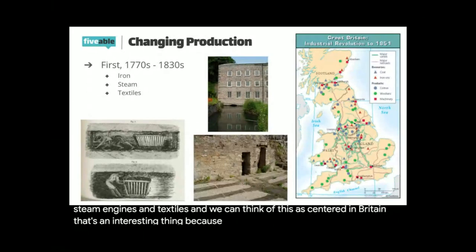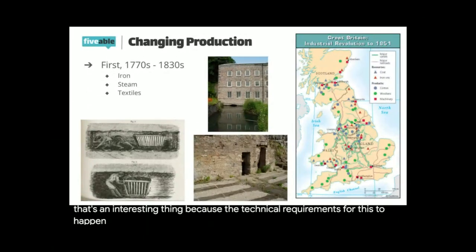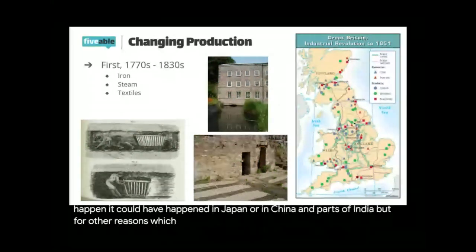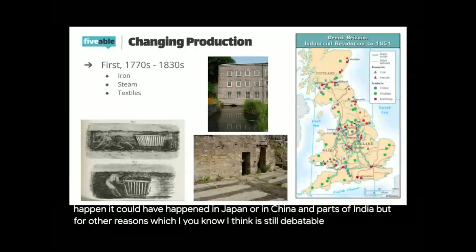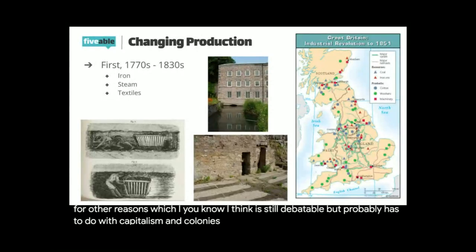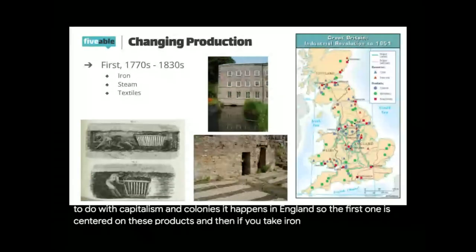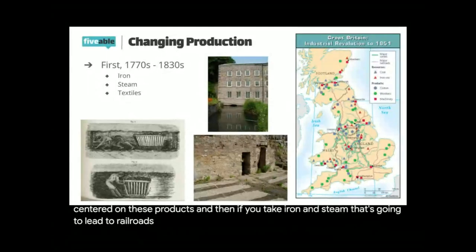That's an interesting thing because the technical requirements could have happened in Japan or in China, in parts of India, but for other reasons, which I think is still debatable, but probably has to do with capitalism and colonies, it happens in England. So the first one is centered on these products, and then if you take iron and steam, that's going to lead to railroads.